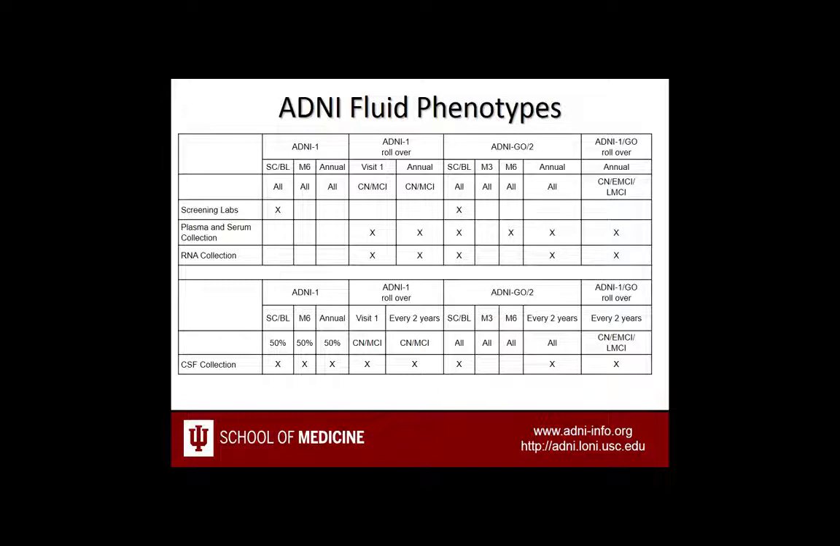So then I'll switch to sort of the other types, the other phenotypes that they collected. So the fluid phenotypes, they do screening labs at baseline just for things like cholesterol, sort of a CBC panel. Plasma and serum, at least starting in ADNI Go to ADNI 2, are collected at every visit. So there are a number of panels of different types of markers that have been done on a lot of these people. There's also RNA collection in ADNI Go-To phases.